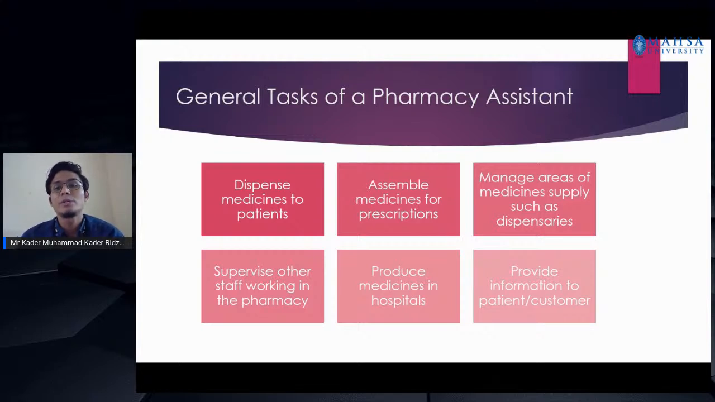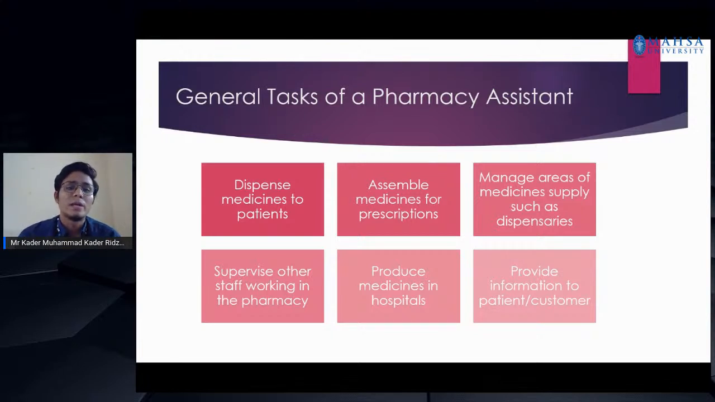Number three is manage areas of medicine supply, such as the dispensaries. Other than filling up medicine, you should take care of the areas. They should be tidy and neat. Number four is supervise other staff working in the pharmacy. This one is mostly for community pharmacy, since in a community pharmacy we also have sales reps or sales assistants.